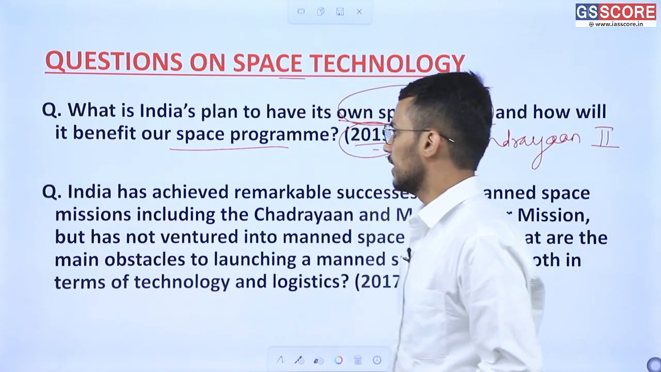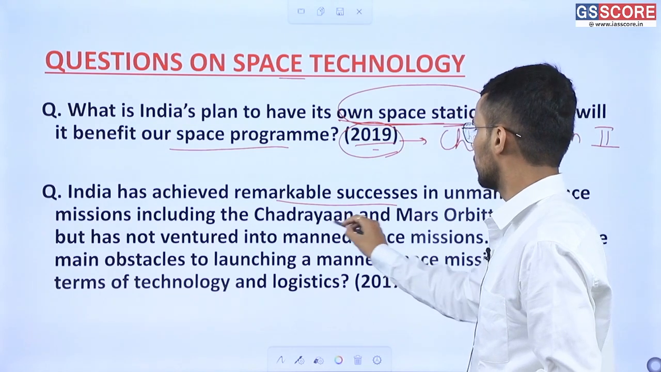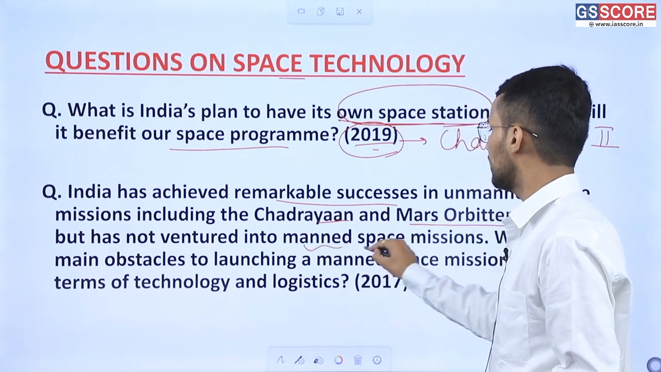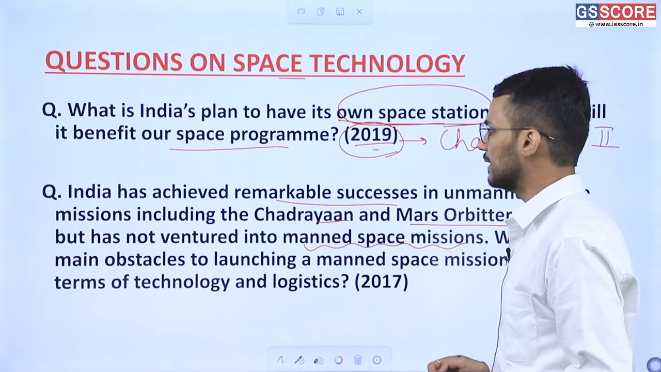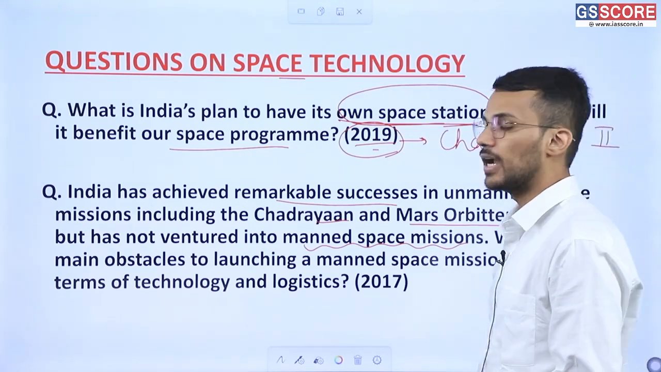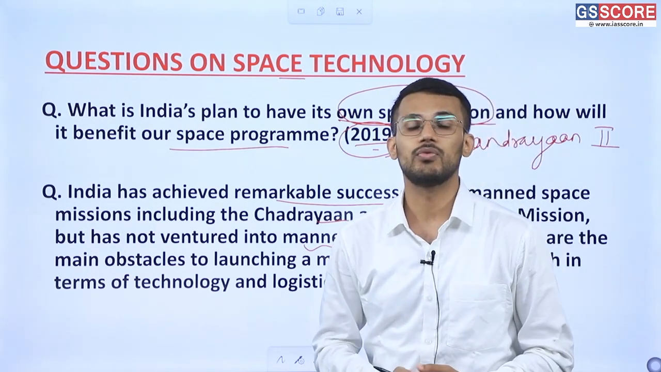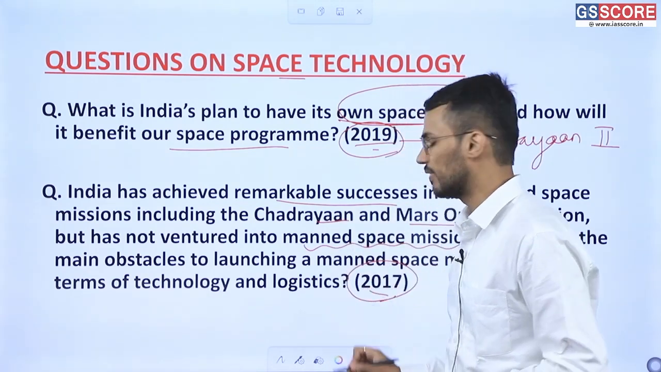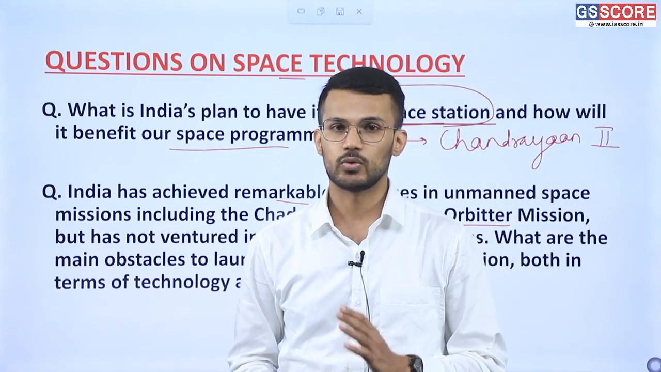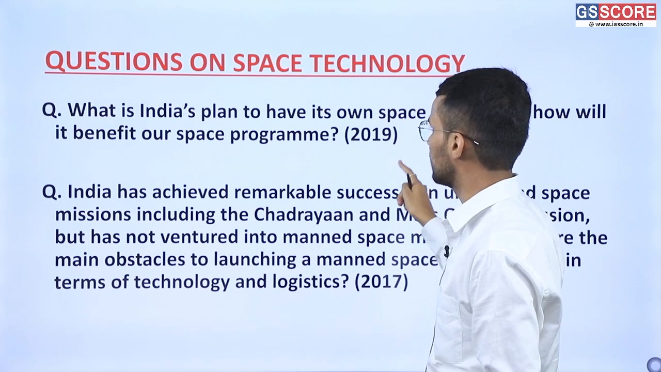Next, the second question: India has achieved remarkable success in unmanned space missions including Chandrayaan and Mars Orbiter Mission, but has not ventured into manned space missions. What are the main obstacles to launching a manned space mission, both in terms of technology and logistics? This was the question that UPSC asked before the initiation of the Gaganyaan mission, and this was the question of the 2017 mains examination, right? Why India is not able to launch a manned mission was the question asked by UPSC in 2017, right? So these are some mains questions on space technology.